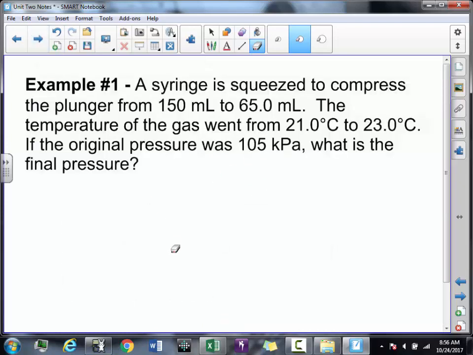So, without further ado, let's just try an example. If you got yesterday, this really isn't that much more. Okay, so you've got a syringe. This is basically our lab: we're going to squeeze in the plunger so that rather than taking up 150 milliliters, it's squished in and now only takes up 65 milliliters. So I have a volume 1 and a volume 2. We also are going to give you some temperatures. The temperature goes from 21 to 23. This is temperature 1 and temperature 2. Then I'm going to give you the initial pressure. Our goal is to tell me what the final pressure is.